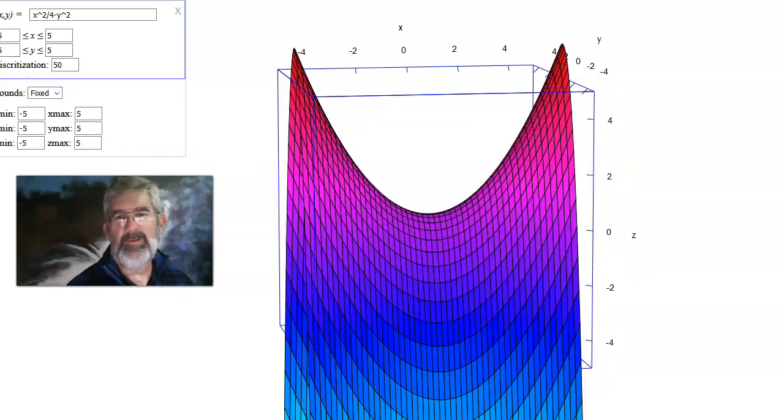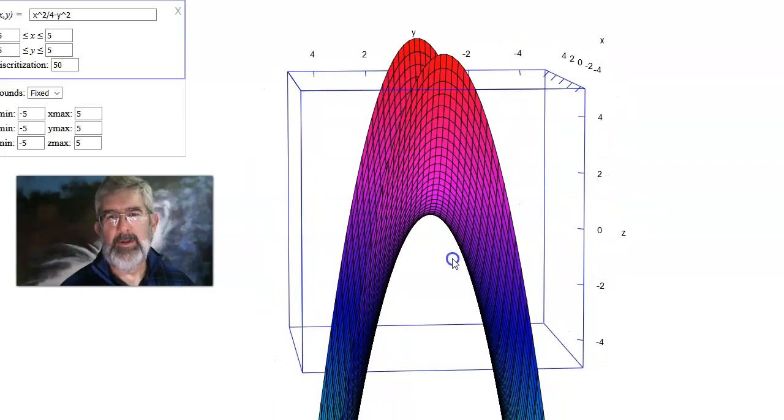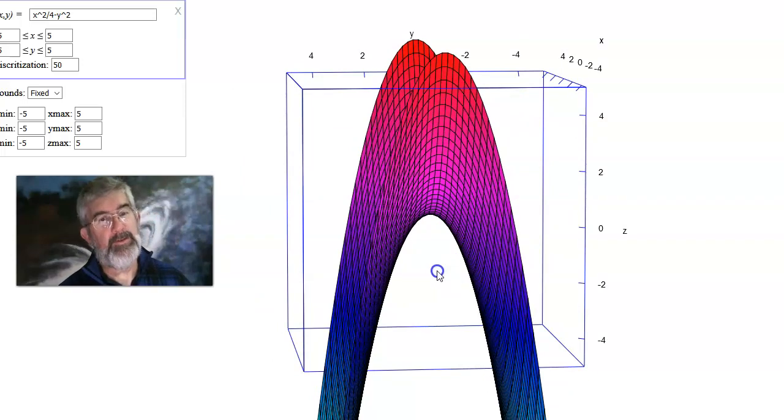So if I go to fixed, you can see better what this really looks like. You can more clearly see the shape of the parabola in the x direction, versus the shape of the parabola in the y direction, and it's definitely stretched in the x direction.